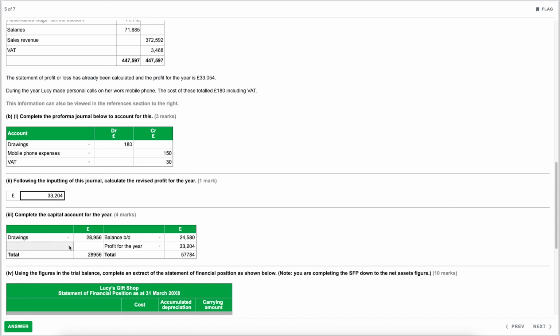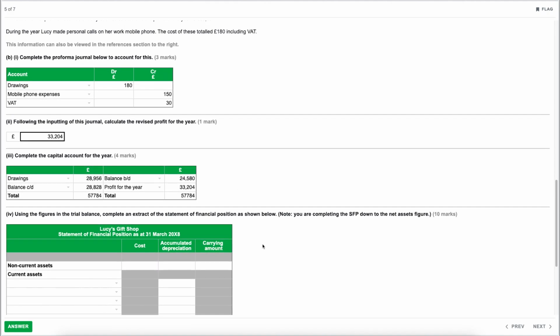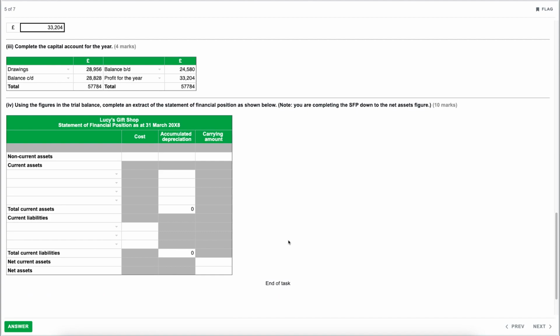down. So we do balance carried down, and it wants to be the difference between the two sides. And the difference between the two is 28,828. What's nice is with these automatic calculations at the bottom, we can see that it's balanced off right because the totals should be the same. Okay, excellent. So hopefully nothing too complex there. Let's move on to the last part of this question then.